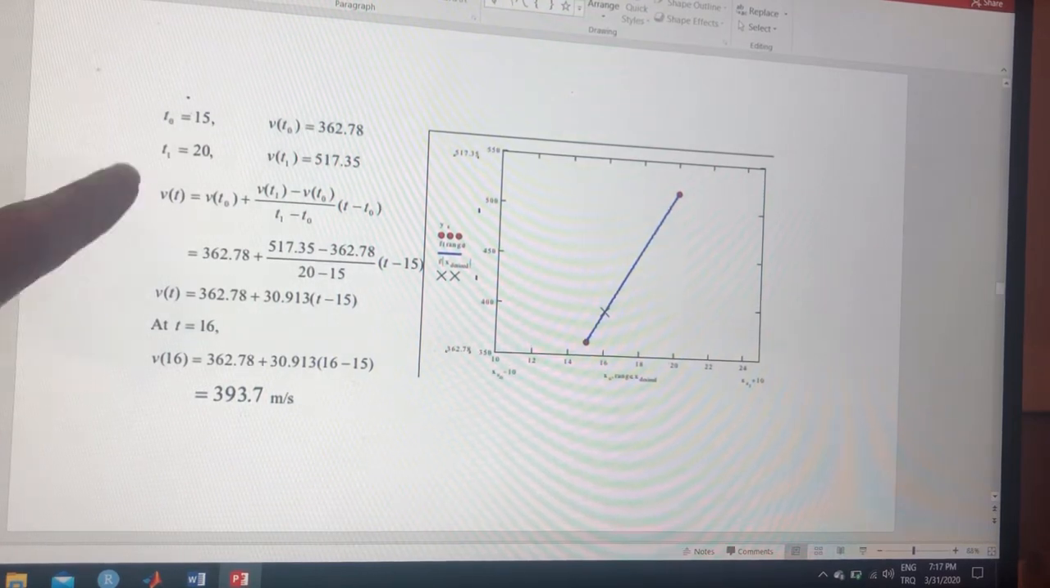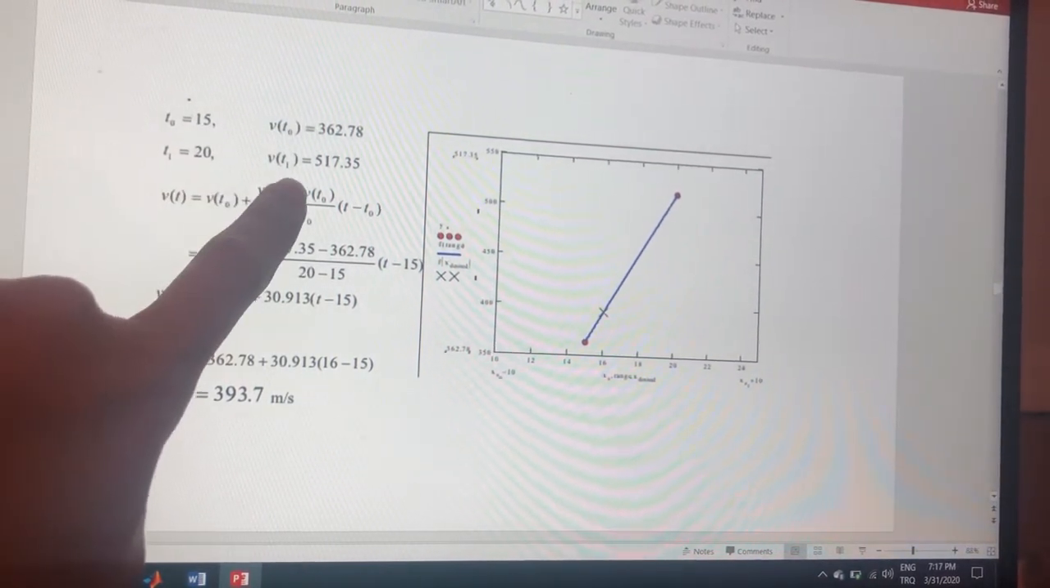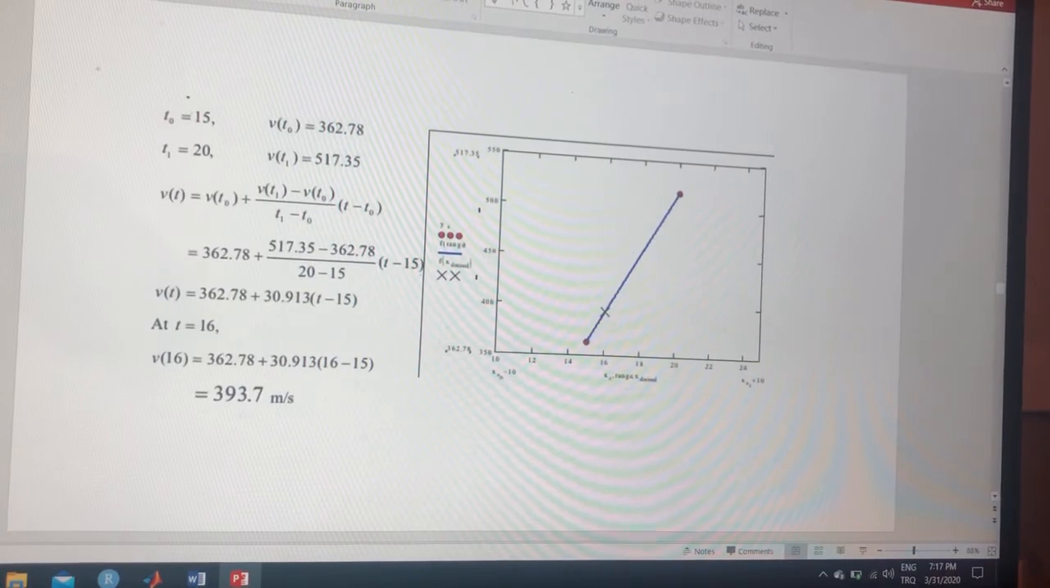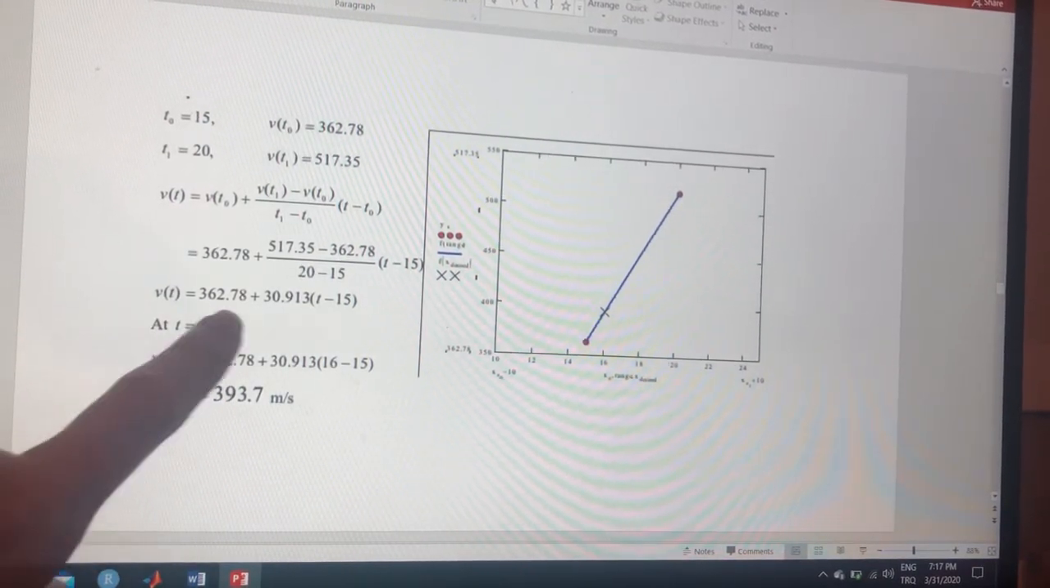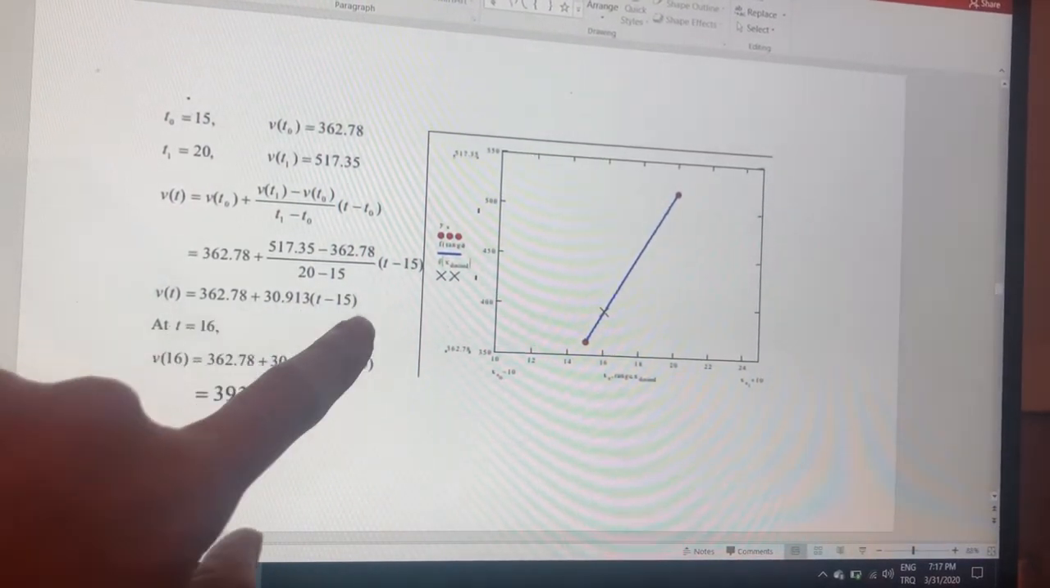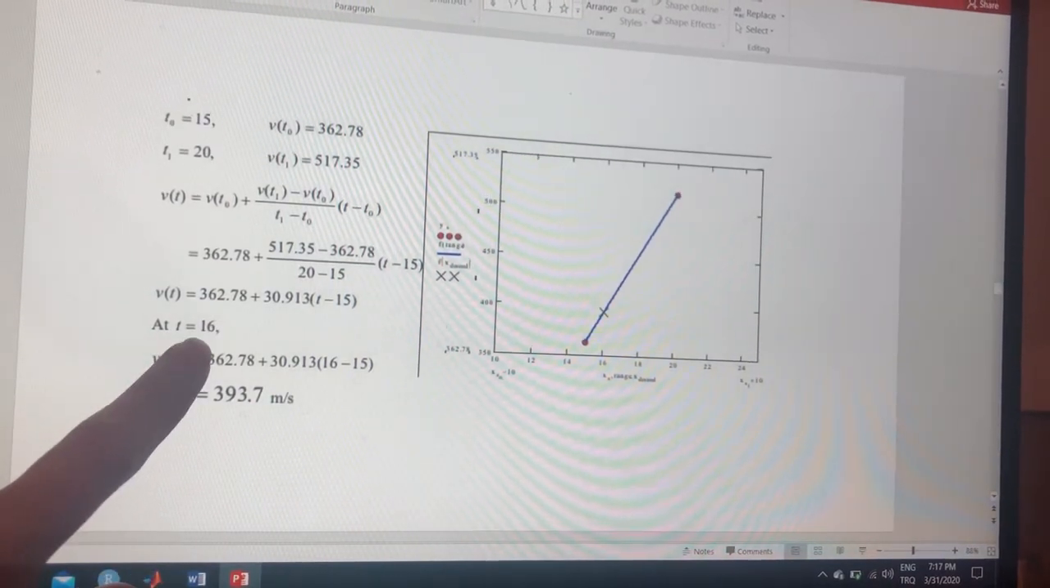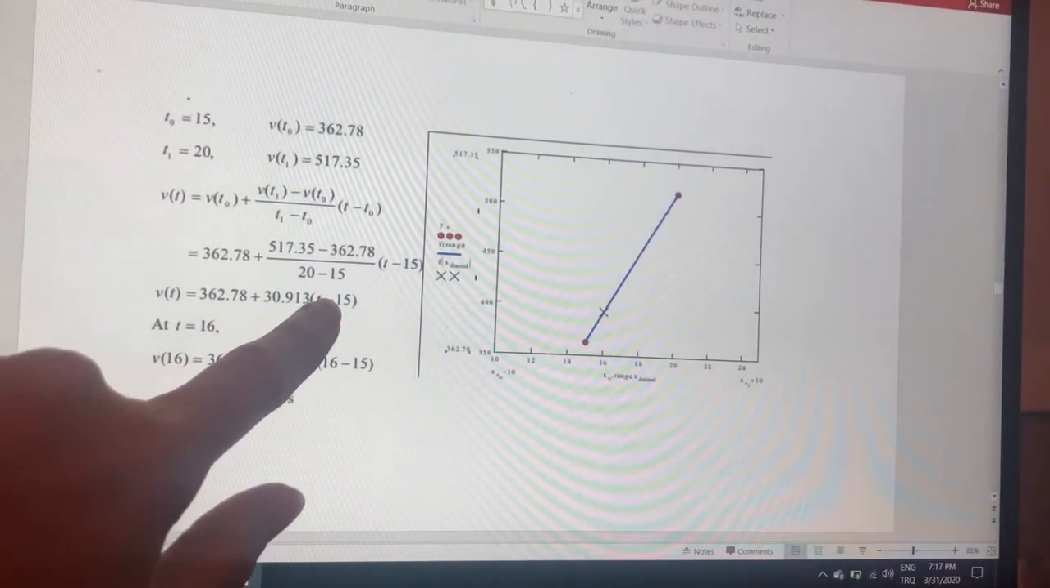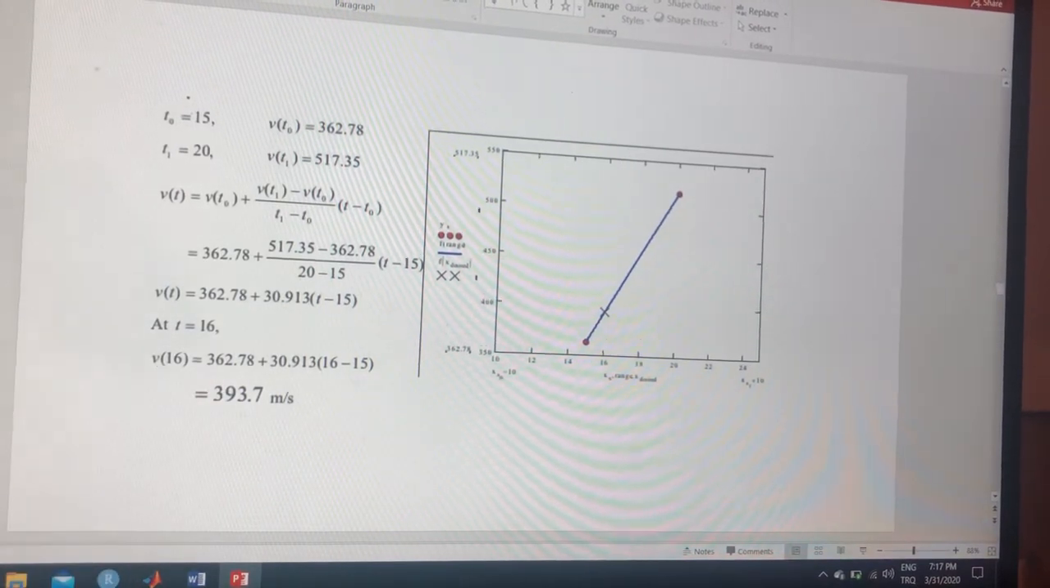As you can see, 15, 20, v(t0), v(t1) is given in the table. We just plug them inside the formula, and you can find the function here. And since you are looking for the velocity when t is 16, you just plug that in and you can find the velocity. You can find it numerically like that.